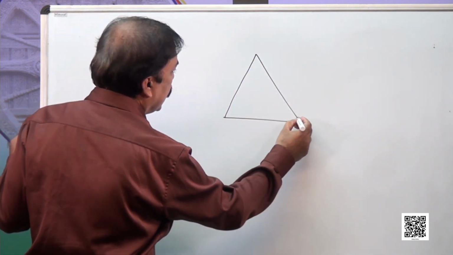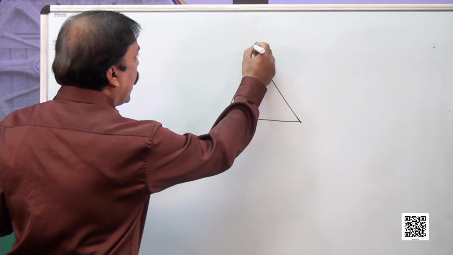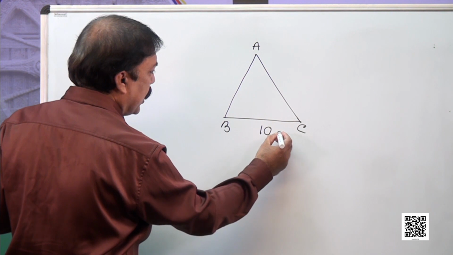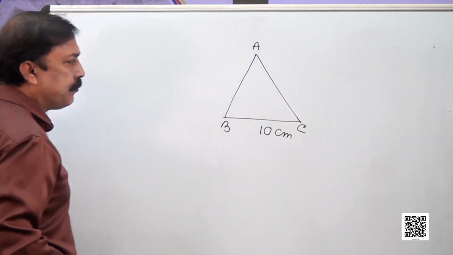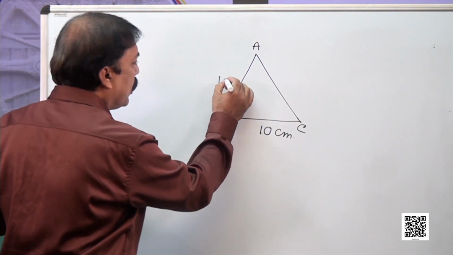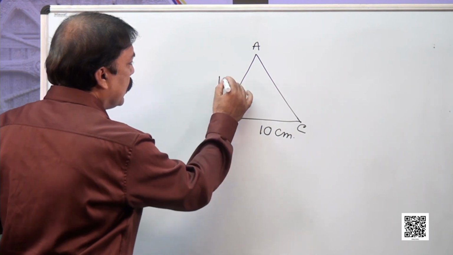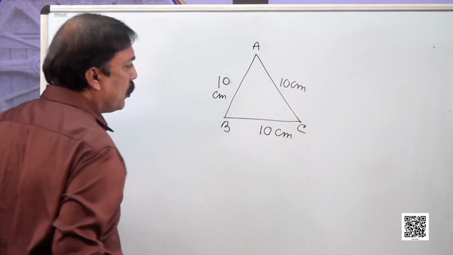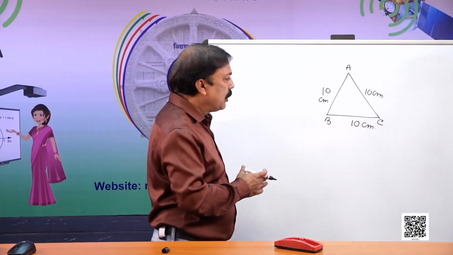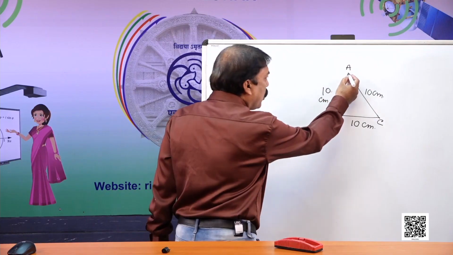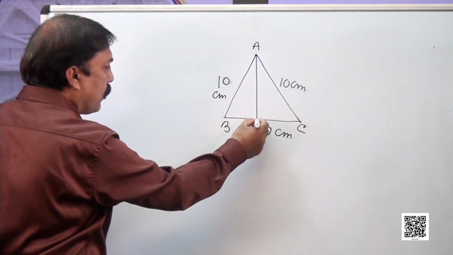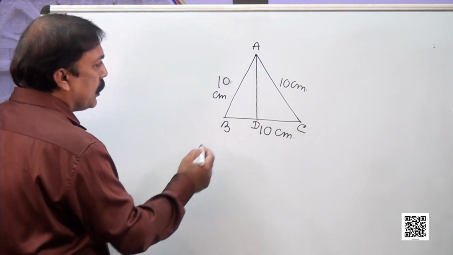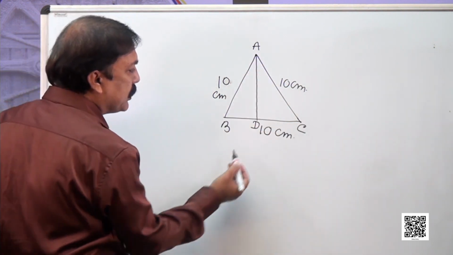This is an equilateral triangle ABC, each side say 10 centimeter. Then what will be its area? As we know, to get the area we need the height. If we draw the height or perpendicular from A to BC, say AD, then AD bisects BC.